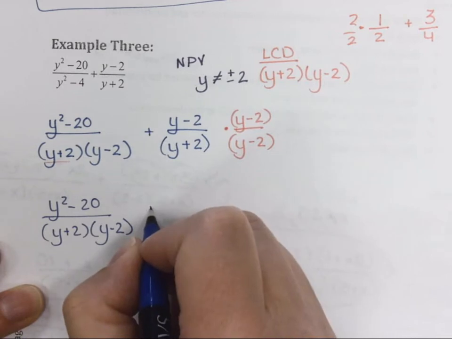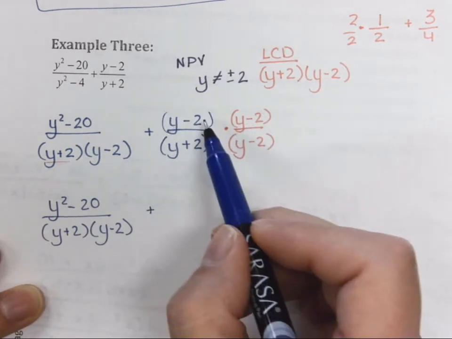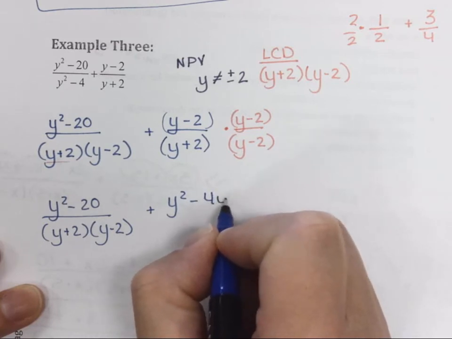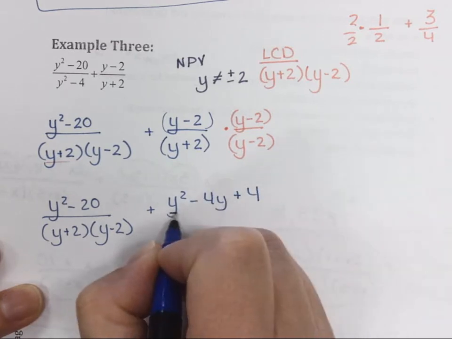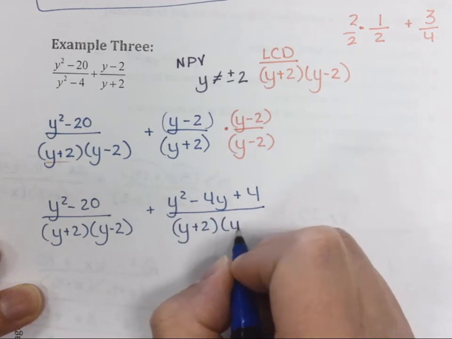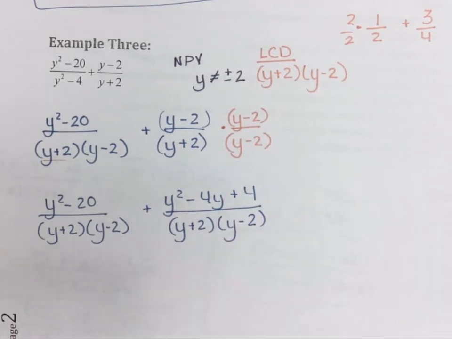That's easy, just rewrite it. I'm going to multiply these two binomials together. So I'm going to get y squared minus 4y plus 4. I skipped a step there, folks. And notice that I'm not multiplying the denominator. I'm not multiplying that in because I just want to see, later I might need it.